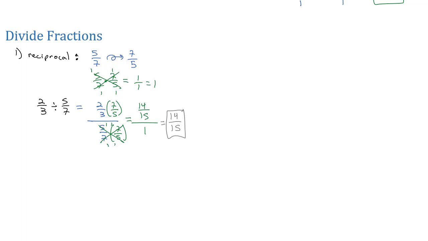The short answer is we're never going to divide by fractions. Just like when working with negatives, we said we never subtract. You always add the opposite. With division, we're going to multiply by the reciprocal. Notice 2/3 divided by 5/7 gave 2/3 times 7/5. We are going to multiply by the reciprocal.